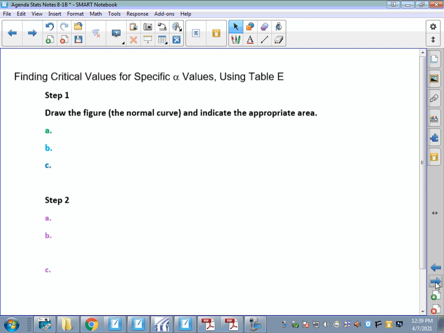So let's talk about how you can find critical values for specific alpha values. Table E is that table in the back of the book. Really important. You probably want to have it. So the first step, I'm going to tell you, you don't have to do this forever, but if you ever ask me a question, I'm going to say draw it. Let's draw a normal curve and indicate what we're talking about. So when we indicate the appropriate area, left-tailed means that the critical region is on the left side of the mean, or it's shaded to the left, right? Just like we've always been doing.